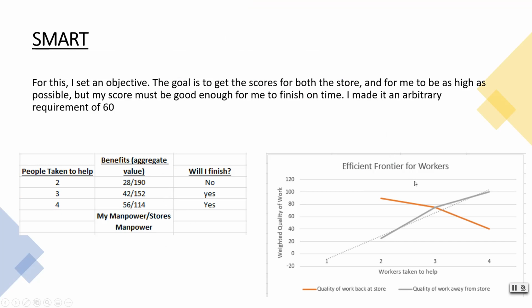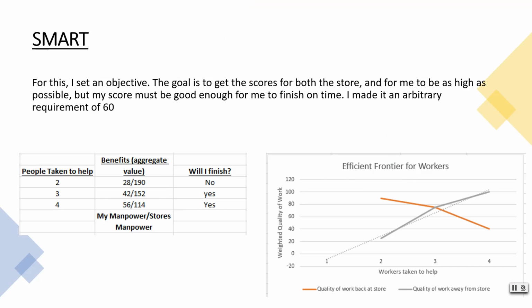For this, I set an objective. The goal is to get the scores for both the store and for me to be as high as possible, but my score must be good enough for me to finish on time. I made that an arbitrary requirement of 40, 4 hours.